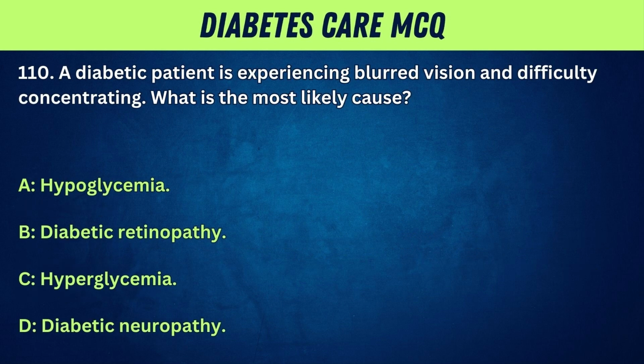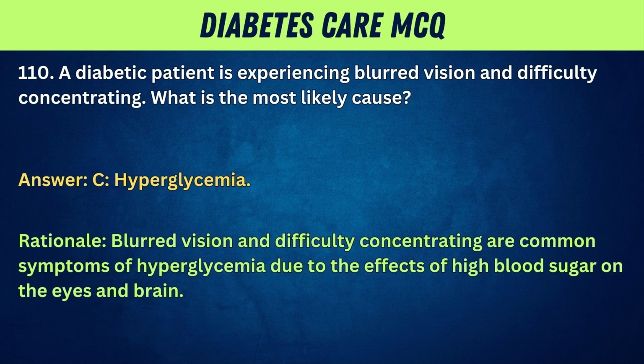110. A diabetic patient is experiencing blurred vision and difficulty concentrating. What is the most likely cause? A. Hypoglycemia. B. Diabetic retinopathy. C. Hyperglycemia. D. Diabetic neuropathy. Answer: C. Hyperglycemia. Rationale: blurred vision and difficulty concentrating are common symptoms of hyperglycemia due to the effects of high blood sugar on the eyes and brain.